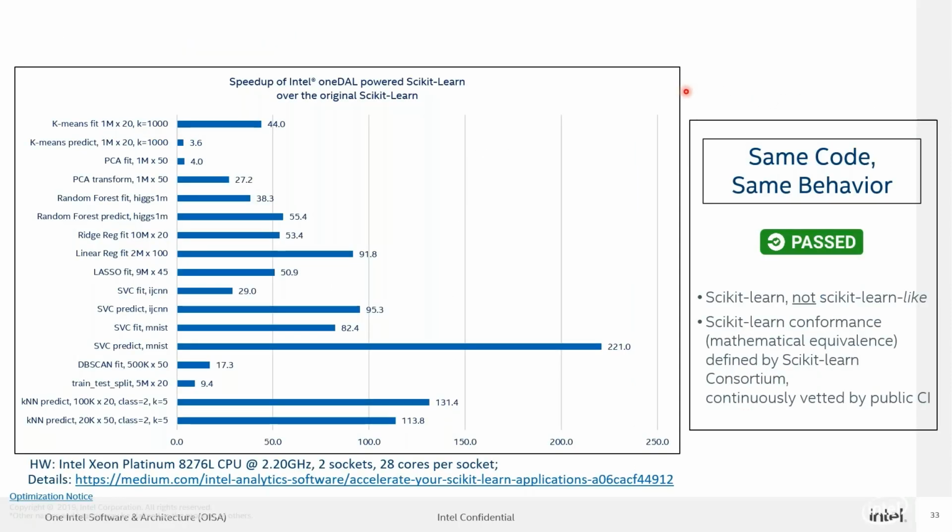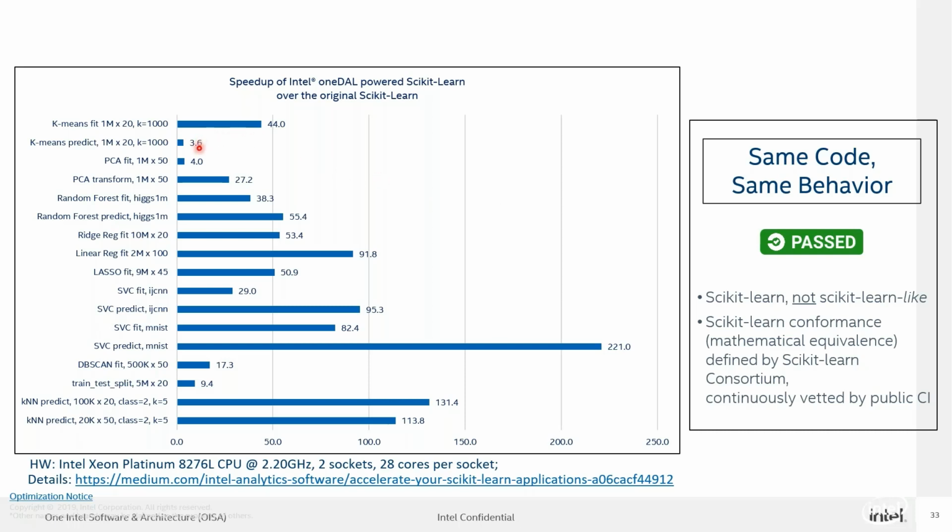This is the performance demonstration of scikit-learn. So we use the same code, but we achieve different performance. These are the experiments that we did on Intel Xeon Platinum 8276 CPU. We run multiple cases like k-means fit, k-means predict, PCA, random forest, SVC, linear regression, or KNN.